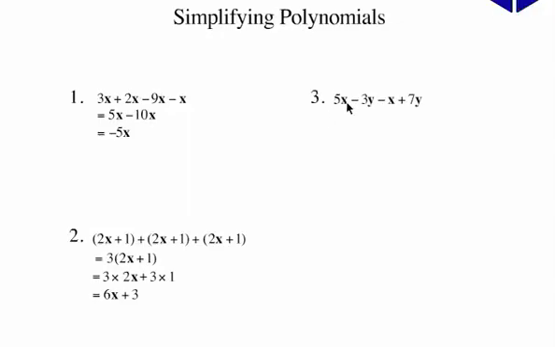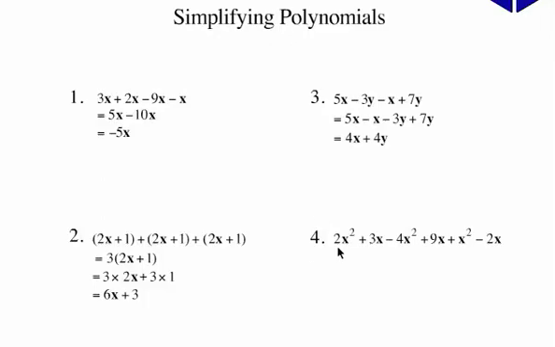Okay, number 3. Here we have 5x minus 3y minus x plus 7y. Now I have 2 different kinds of terms. I have x's and I have y's. So I'm going to put the x's together and put the y's together. I've just used my commutative law to move the x's beside each other, to group the x's and to group the y's beside each other. And so 5x take away x is 4x, and negative 3y plus 7y is 4y. So we have 4x plus 4y.